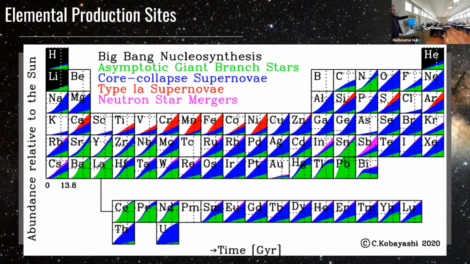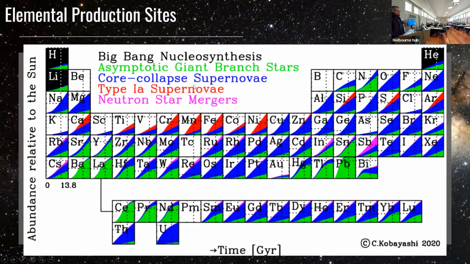We just saw a version of this plot from Chin, but this is the thing that underpins all of what we do. This is our astronomer's periodic table. The key take home here is that all the elements on the periodic table come from different metal production sites, and those production sites happen on different timescales.